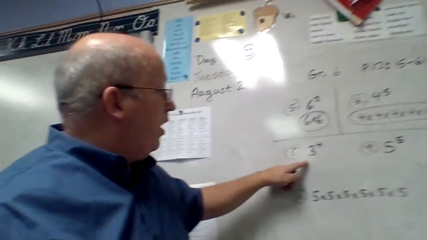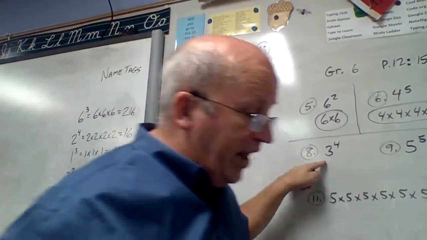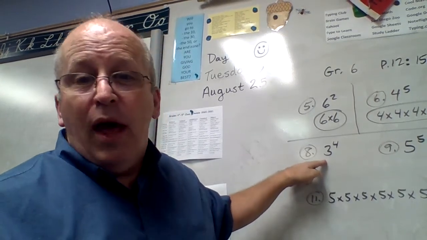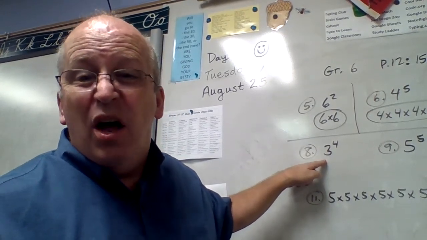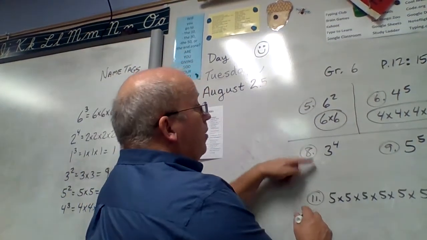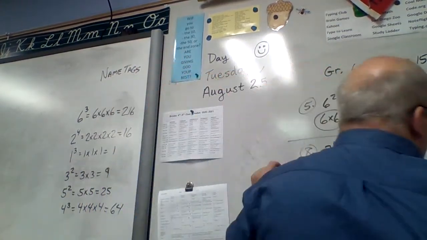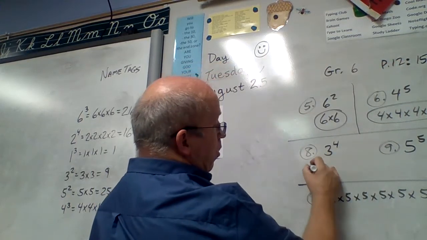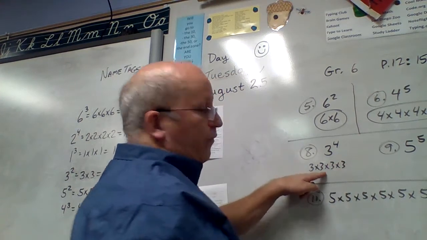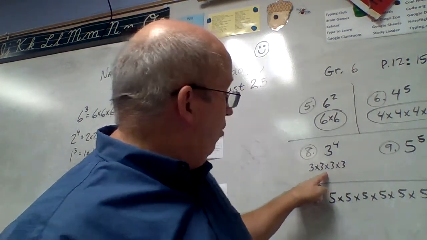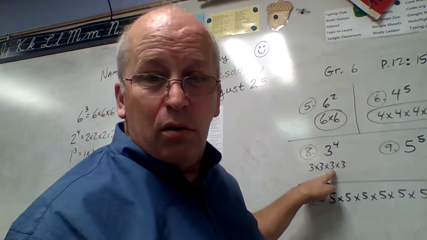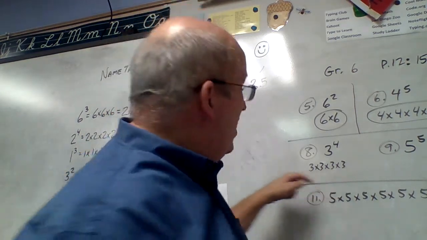Okay. Let's go down here. The directions are different for 8, 9, and 10. Here they say to evaluate. And when they say evaluate, what they really mean is find the answer. So this is going to be a little bit different than up here. So 3 to the fourth power. I write 3 times 3 times 3 times 3. That's the first part, but now I got to figure out what that equals. 3 times 3 is 9. Times 3 more is 27. Times 3 more is 81.